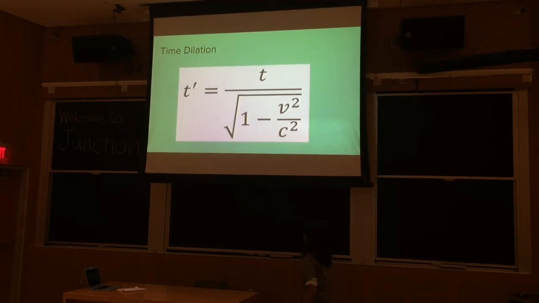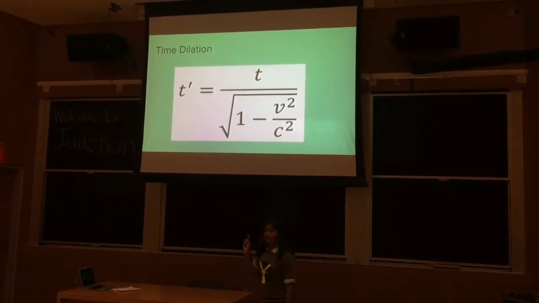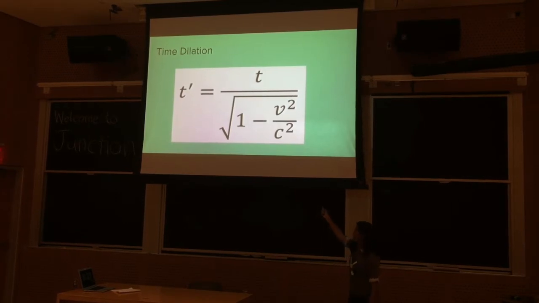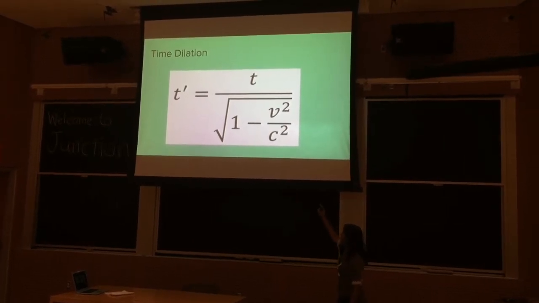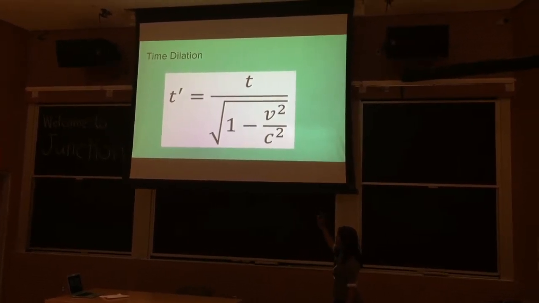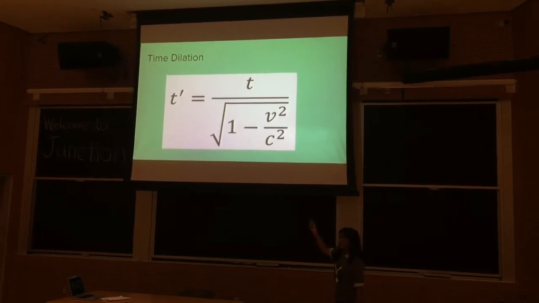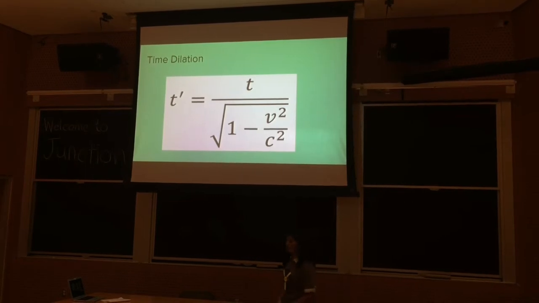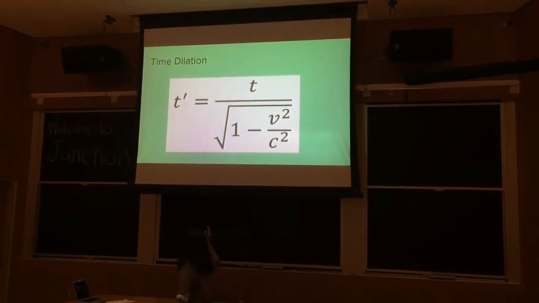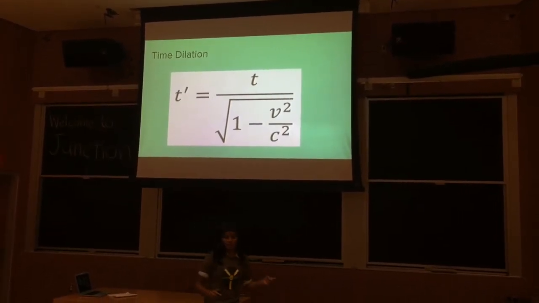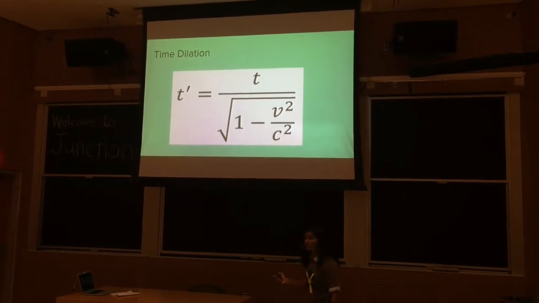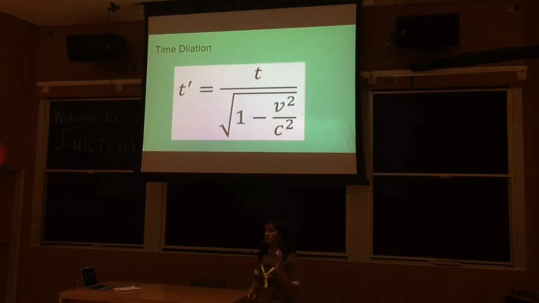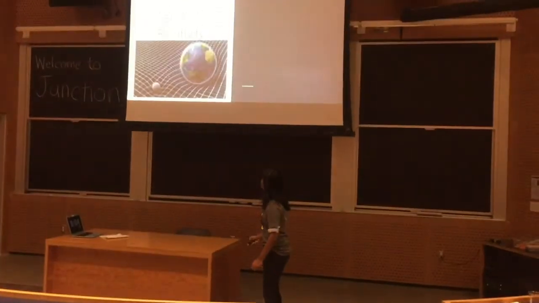Now, if you look at this equation, if the speed of the rocket was actually equal to the speed of light, which is represented as c, then t would be divided by 0, which means that the time would go to infinity. And also, if v was greater than the speed of light, then it would be a negative number under the root, an imaginary number, which means that it's not possible to go faster than the speed of light.